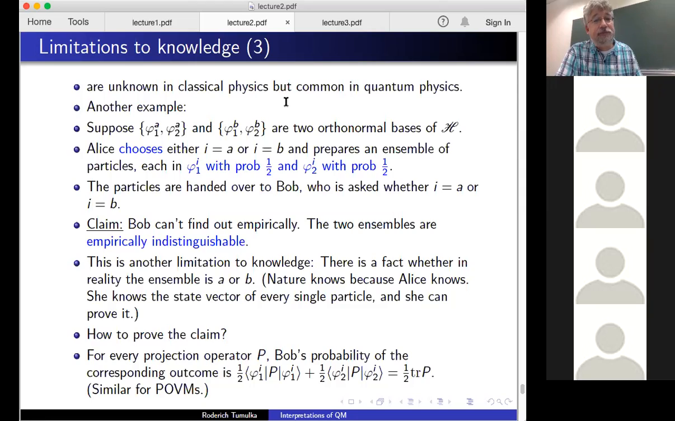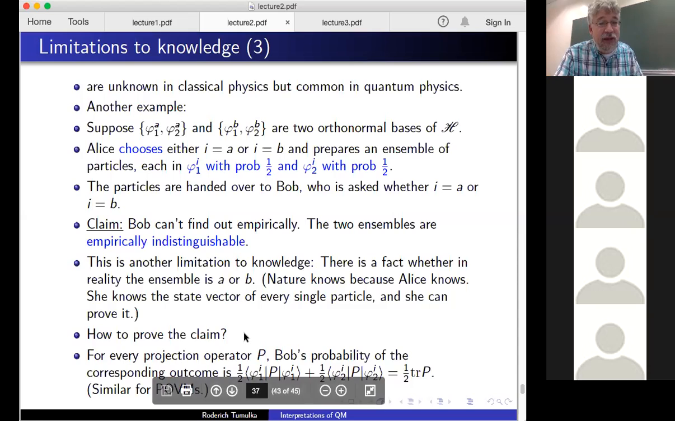And that means that there is a fact of whether the ensemble consists of these two quantum states or those two quantum states. But Bob can't find the difference. He gets the same probabilities for every experiment that he does. How can he prove this, that he gets the same probabilities?